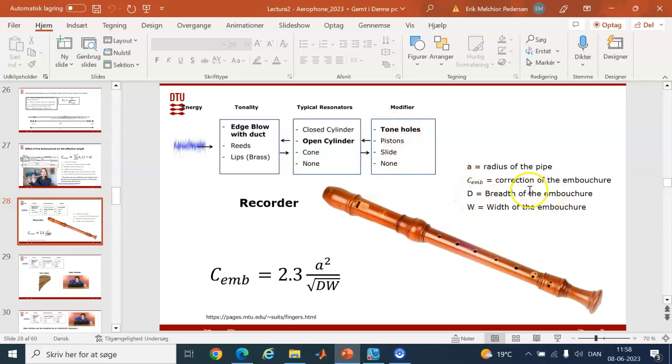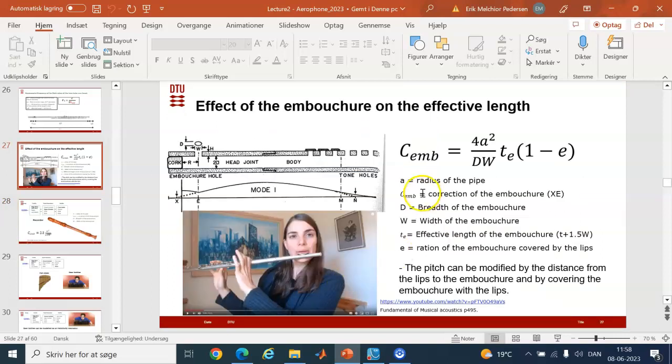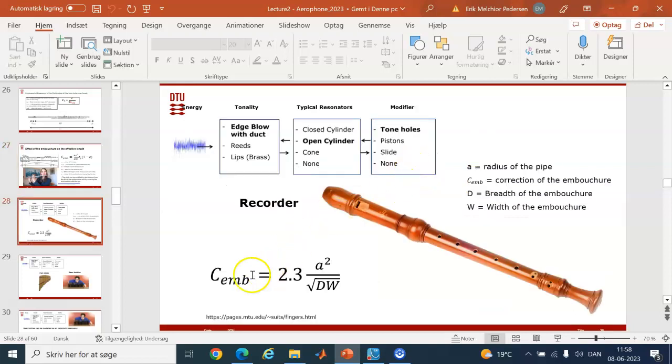A is the radius of the pipe. C_emb is the correction of the embouchure. D is the breadth of the embouchure, and w is the width. So C_emb is 2.3 times a squared divided by the square root of d times w. A little bit different from the flute, this C_emb.